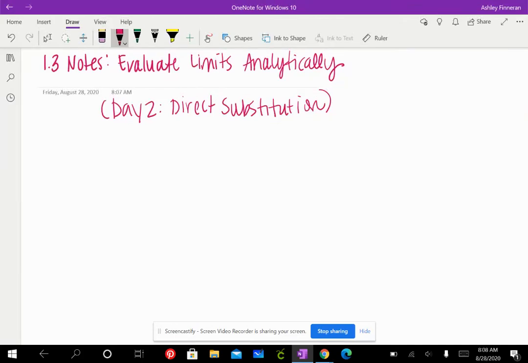So we have now talked about how to find limits graphically and how to find them numerically. And we've talked about properties of limits. And so what we have been building to is how do you find them? How do you evaluate them analytically or algebraically?